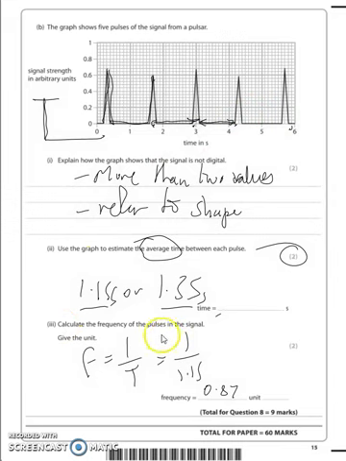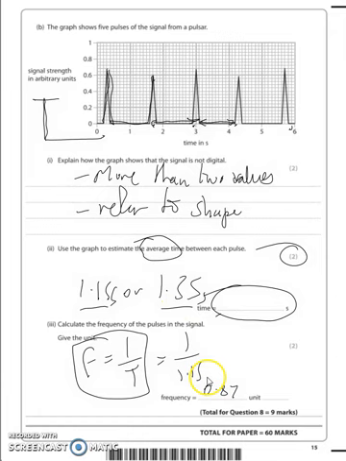And then we're going to calculate the frequency of the pulses in the signal. We're going to use our equation, f equals 1 over t. We're going to pick the right time that we used here, and then use that to work out our frequency. If you used 1.15, we'd put it into this equation, and then we get the frequency of 0.87, and then the frequency would be measured in hertz, for 2 marks. And that's question number 8.